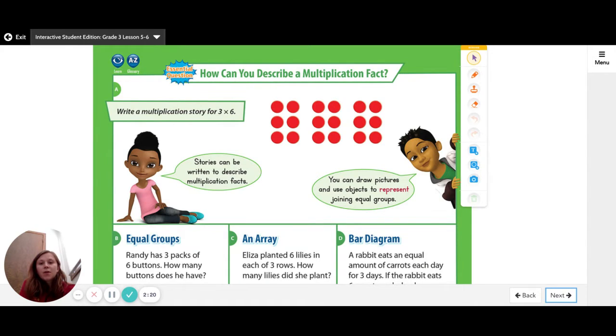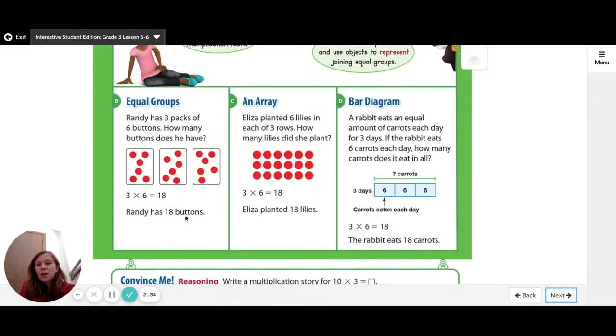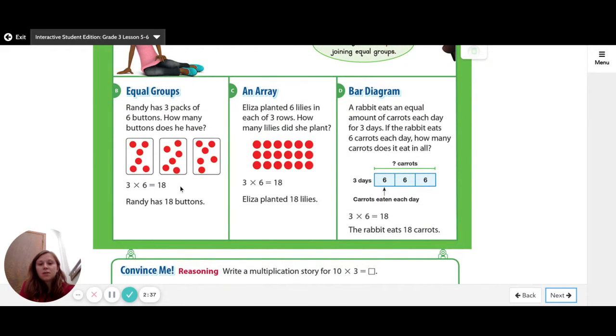There's an example. How can you describe a multiplication fact? So write a multiplication story for 3 times 6. Stories can be written to describe multiplication facts, and you can draw pictures and use objects to represent joining equal groups. So they gave us some examples. Randy has 3 packs of 6 buttons. How many buttons does he have? So we know he'd solve that by 3 times 6.